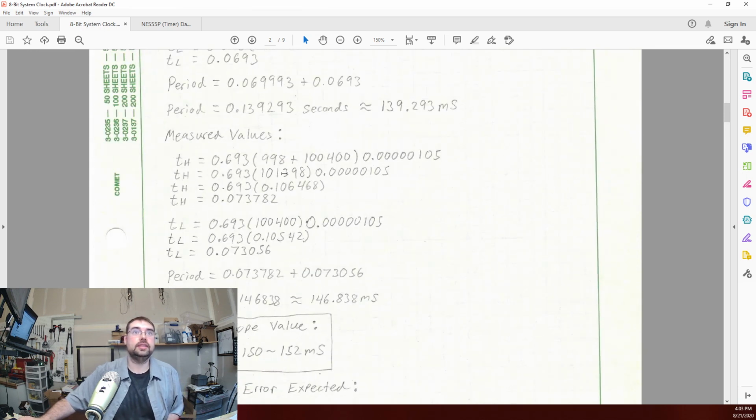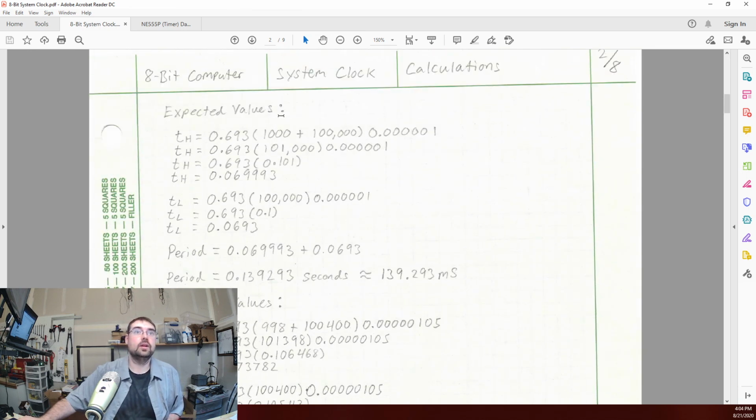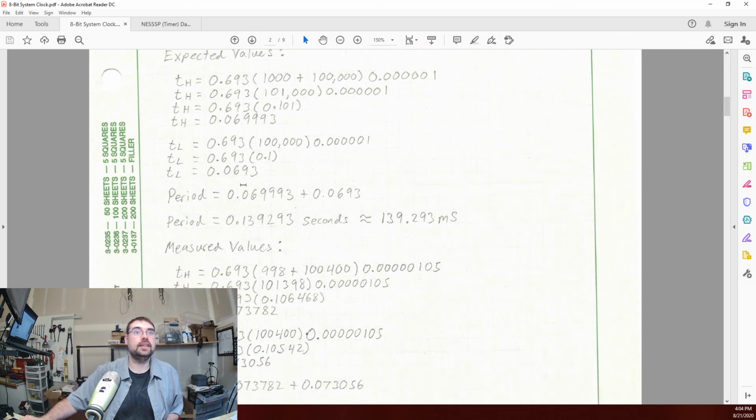This percent error here was using the expected values from my calculations. I was using 1K, 100K. I was using exactly 1 microfarad. And if you calculated it out, here's your period. Here's our period of 139.293 milliseconds.